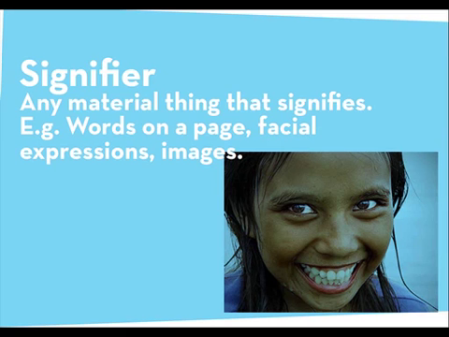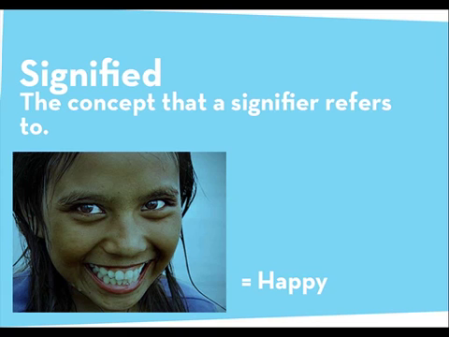The signifier, any material thing that signifies. That's a bit inductive as a loop. E.g. words on a page, facial expressions and images. So our semiotic relationship here is that the smiling face means happy, easy business. In the monkey world, the smiling face means something quite different, which is, I'm going to mess you up if you do not go away from me right now. But we're not monkeys, we're humans. So this is a good image.